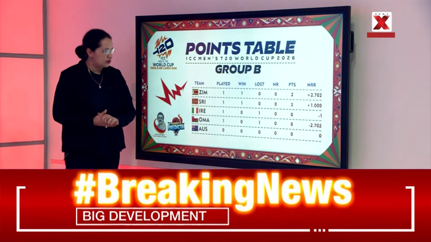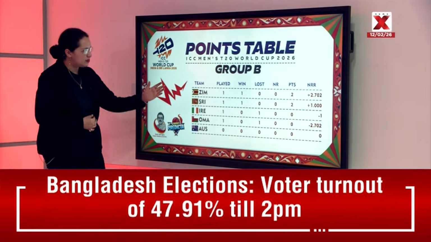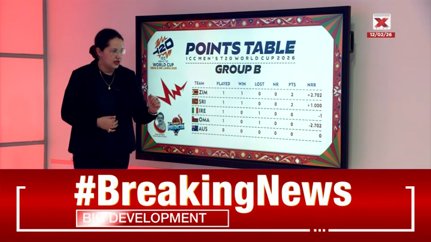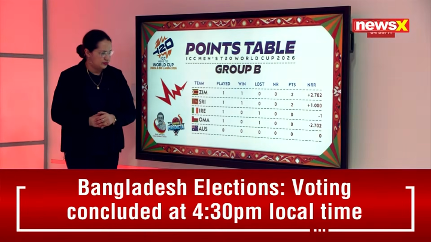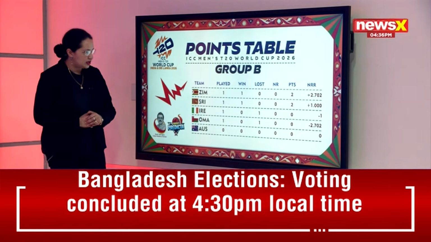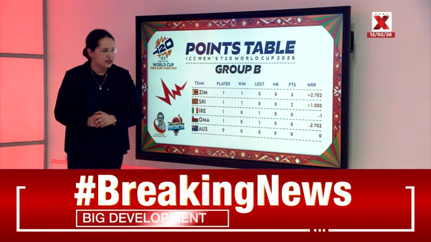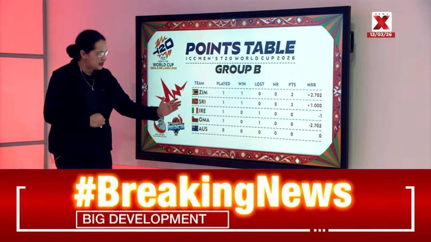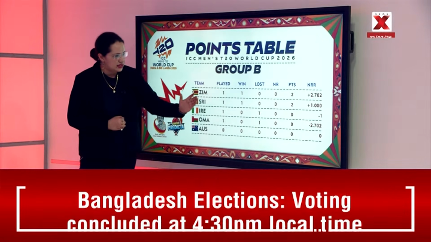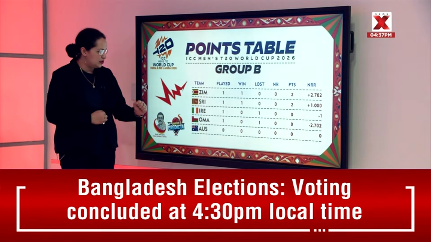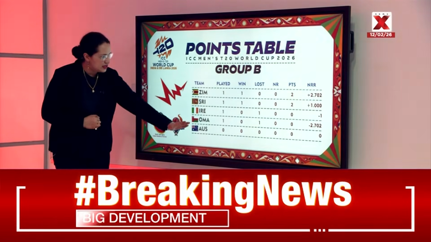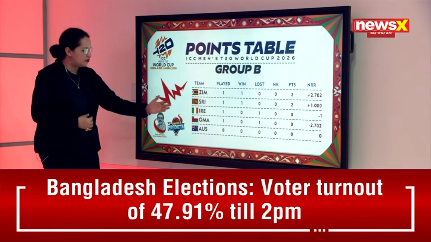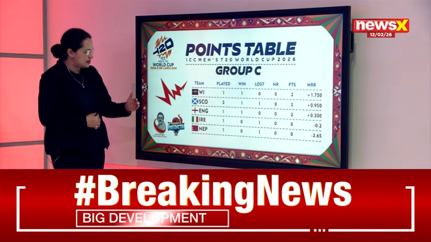Now, let's talk about Group B. We're talking about Zimbabwe, played 1, won 1, and the points are 2. The net run rate is plus 2.702. Sri Lanka played 1, won 1, and the net run rate is plus 1.0. Ireland played 1, and the net run rate is minus 1. And we look at Australia, which played 0, and the net run rate is 0. We also have Oman in the middle. And now let's come to Group C.